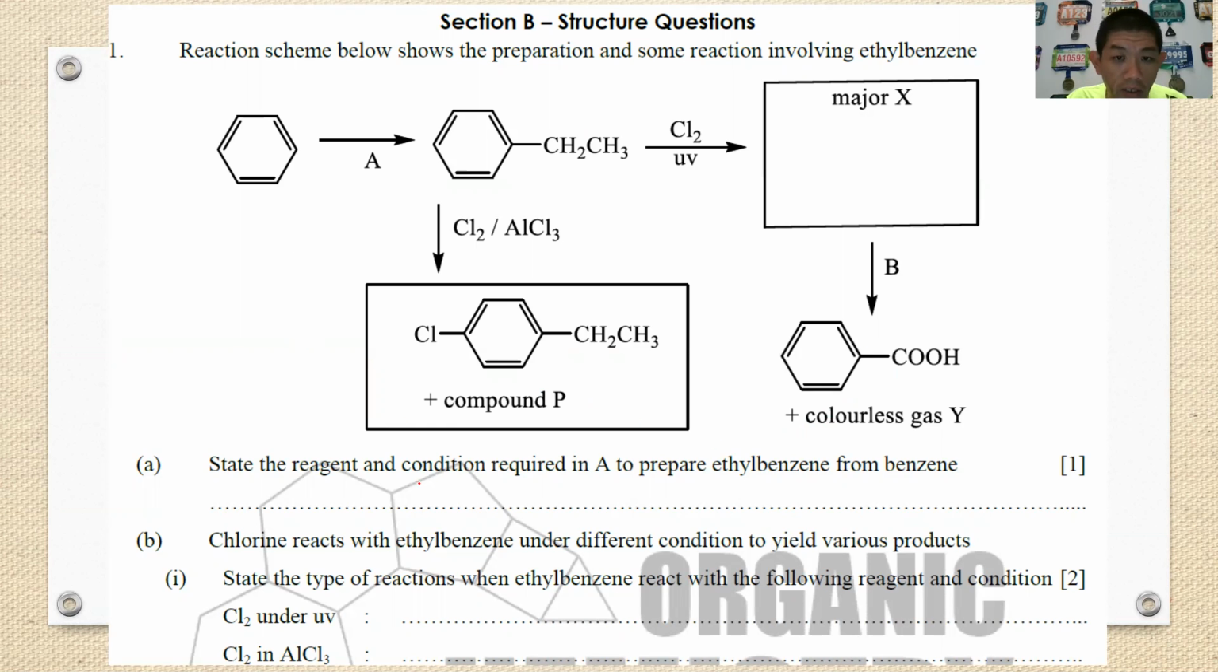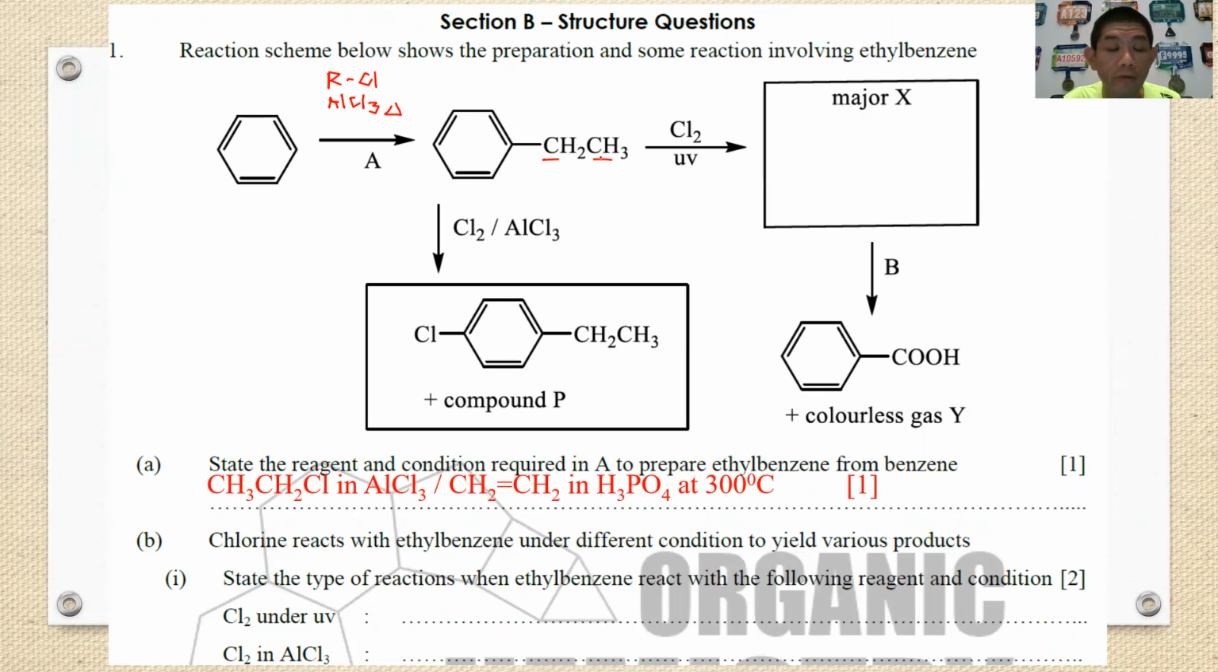A, state the reagent and condition required in A to prepare ethylbenzene from benzene. These are very basic questions, where you should have known by yourself that in order to prepare alkyl benzene, you should use something with R-Cl catalyzed by AlCl3. It depends on what type of alkyl you want to use, under reflux. Since here you want 2C, your alkyl must also have 2C. So your correct reagent will be CH3CH2Cl in AlCl3.